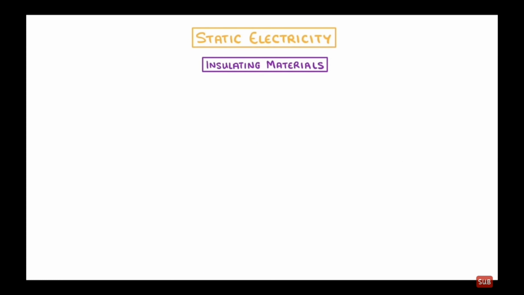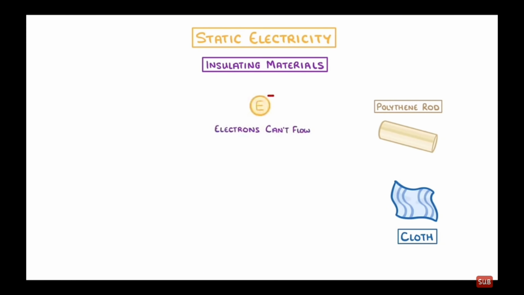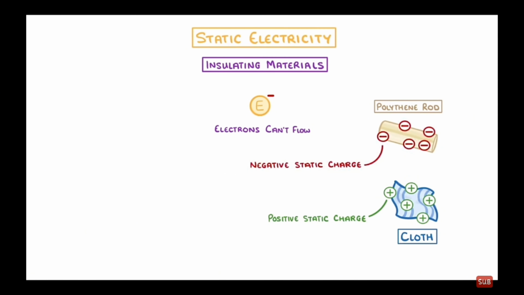In insulating materials though, like a polythene rod and a cloth, the electrons can't flow back, and so the transfer caused by the friction leaves a positive static charge on the material that lost the electrons, in this case the cloth, and a negative static charge on the one that gained them, the polythene rod.